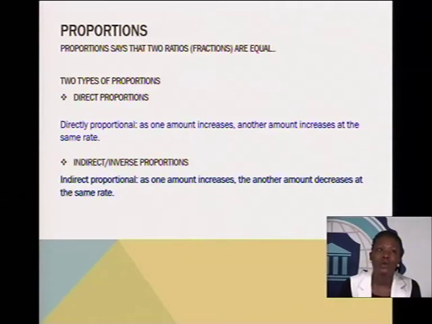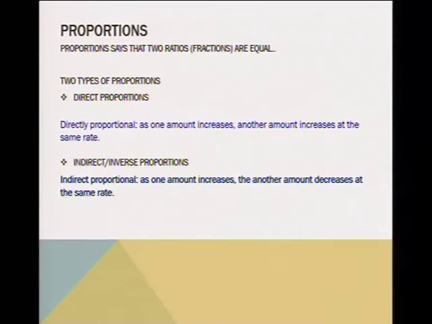You will have to look at the variables in question. How are they related to one another? When one is increasing, what happens to the other one? When the other one is decreasing, what happens to the other variable in question? If they all go in the same direction, then you know that is direct proportion. When they go in different directions, then you know that is indirect, and the way we calculate them is different.